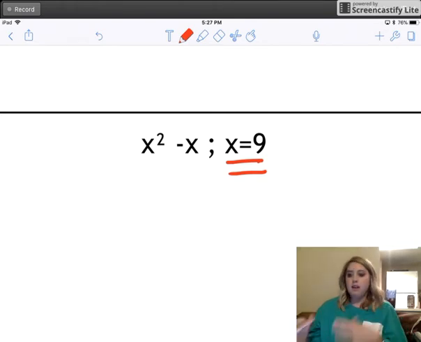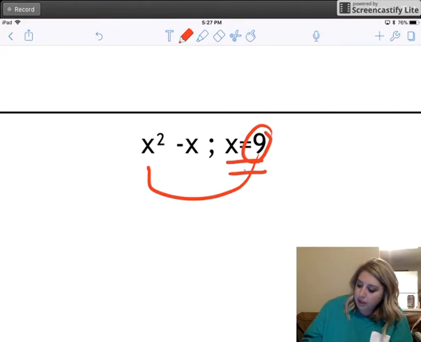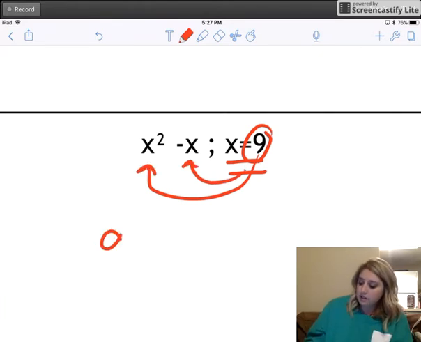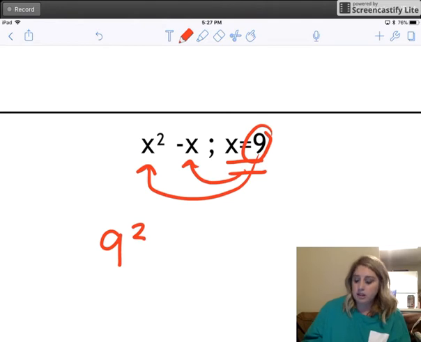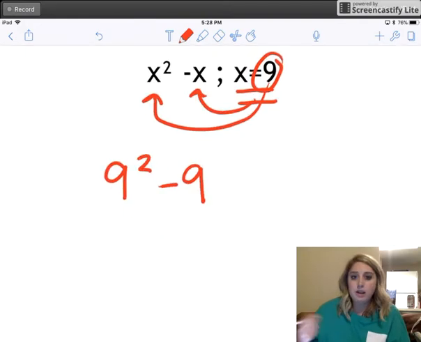Okay, so I think a lot of you tried this. We're going to take 9, and we actually have to plug it in twice. So I'm going to rewrite this and plug in 9 in two different places because there are two different x's. So this would become 9 squared minus 9, okay? And now I just evaluate it like normal. So 9 squared is 81 minus 9.